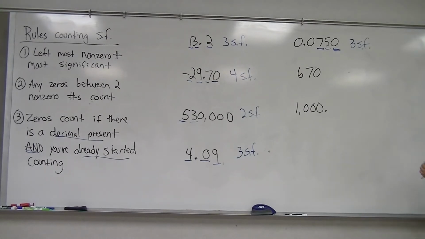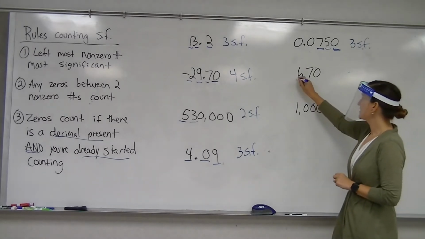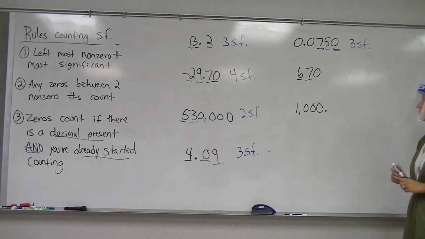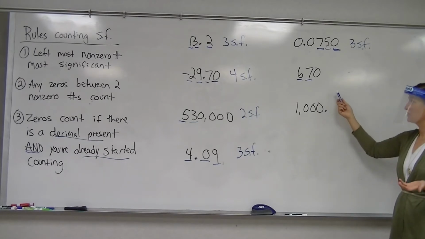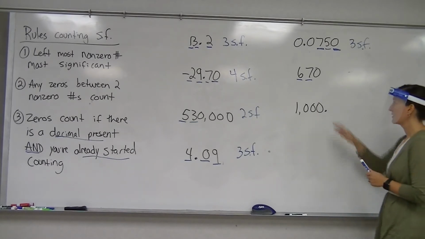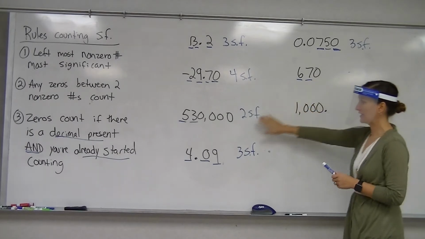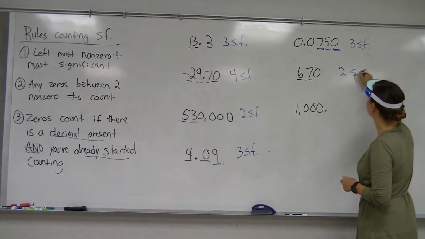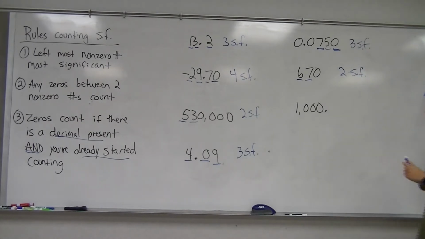All right, let's try 670. So we know the 6 and 7 counts, but does this 0 count? So it's not between two non-zero numbers. And is there a decimal point? No. So that means it does not count, just like in this example down here. So there's only 2 significant figures in that one.